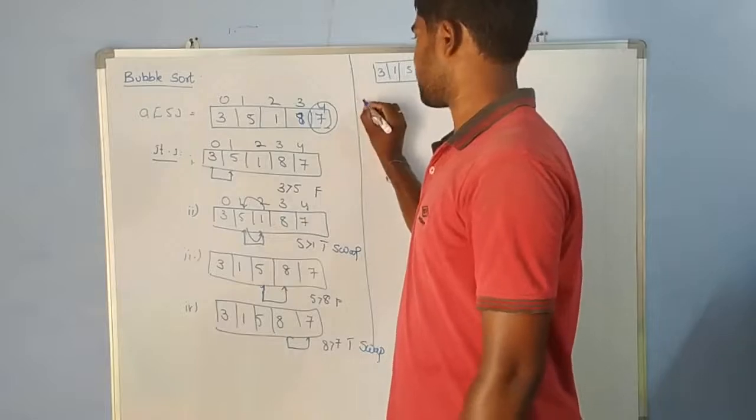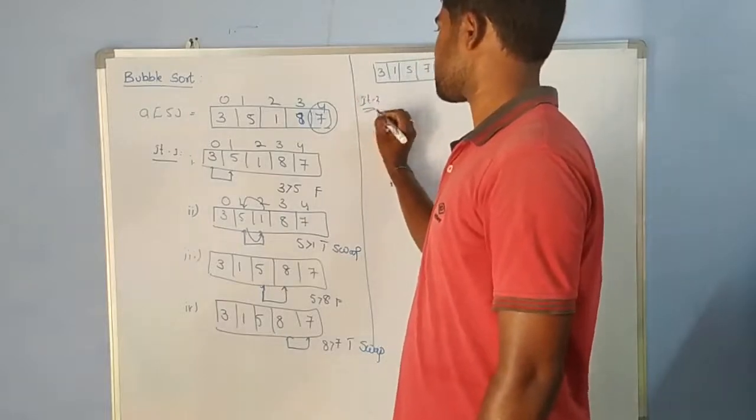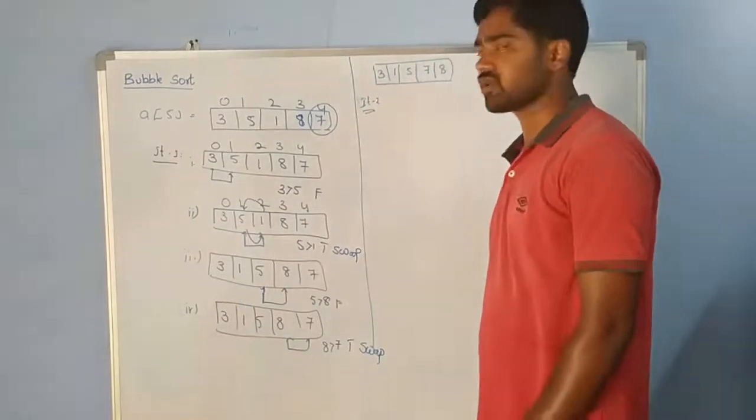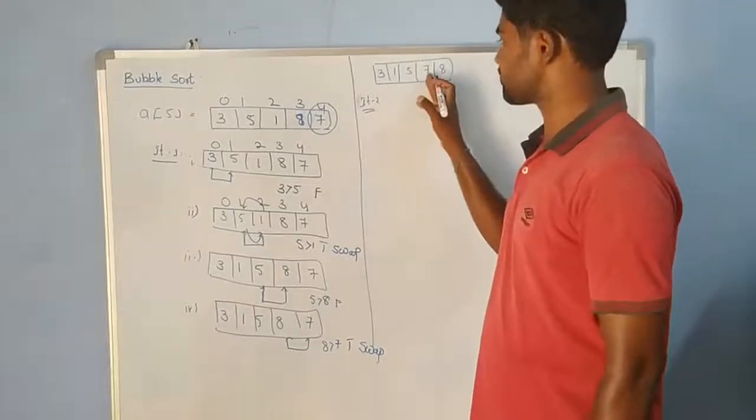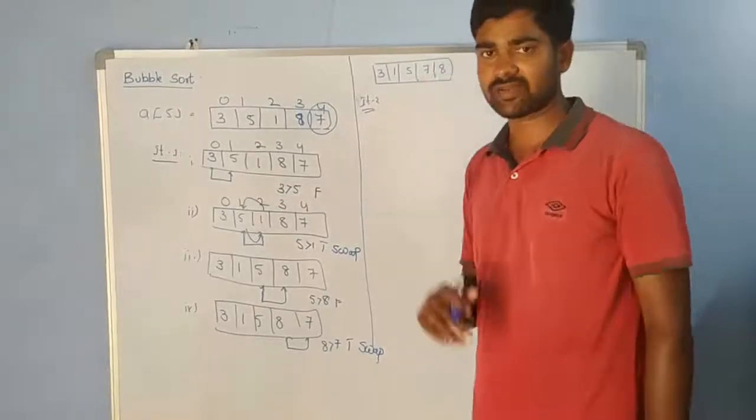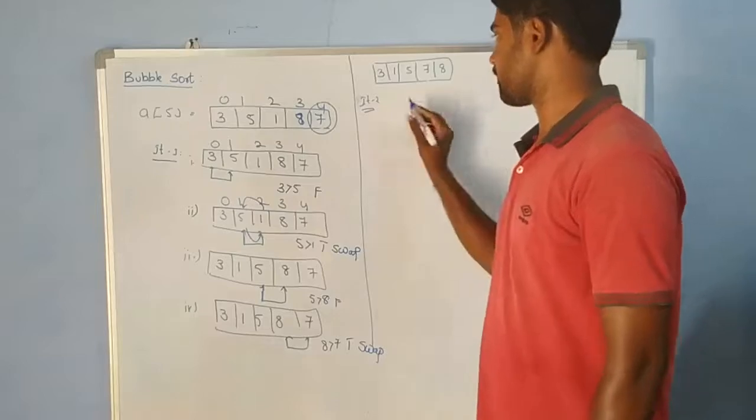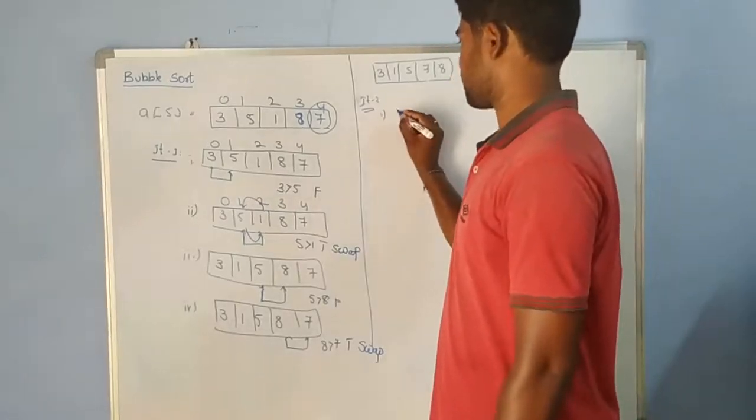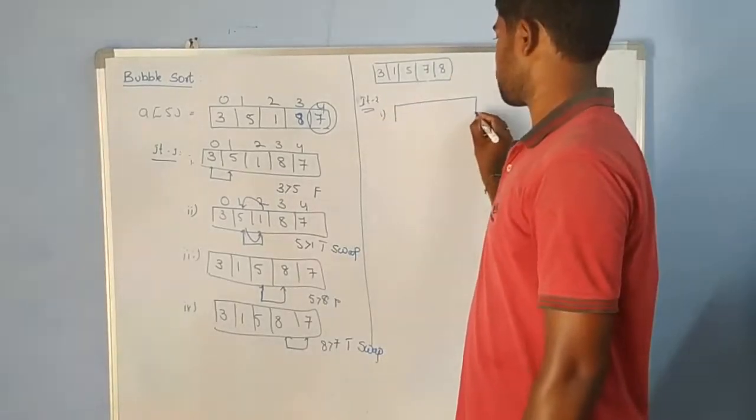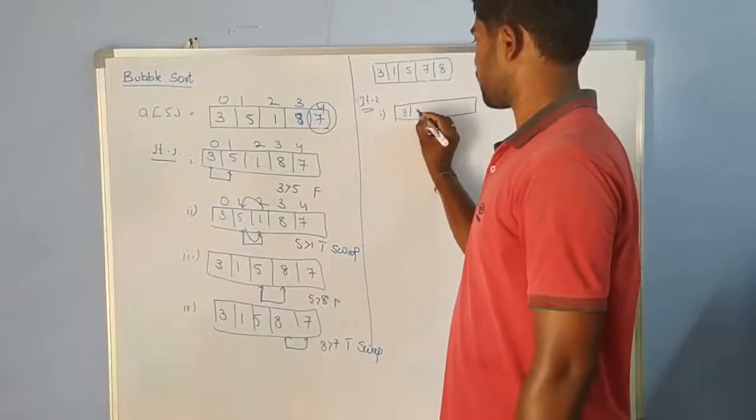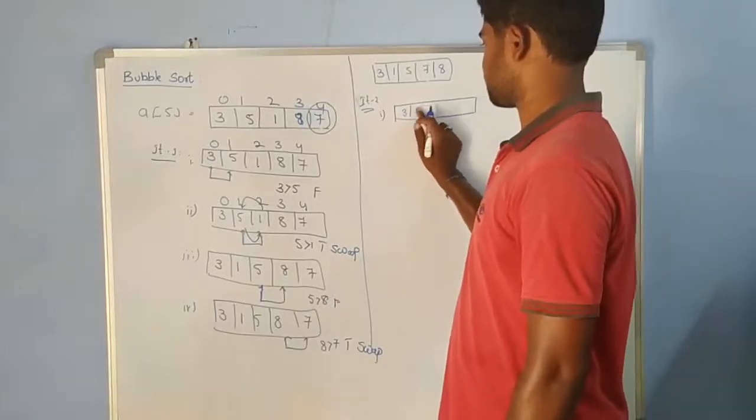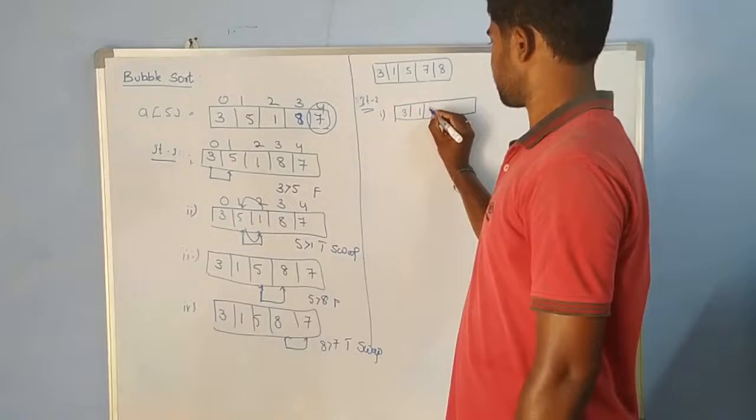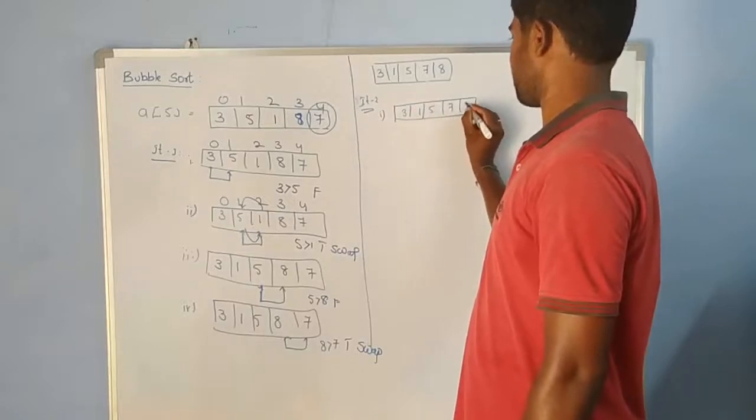Iteration number 2. In iteration number 2, what are we going to sort here? In iteration number 2 we are going to sort the second highest element in the list. Now what will happen? Same step number 1 in iteration number 2. So here 3, 1, 5, 7, 8.